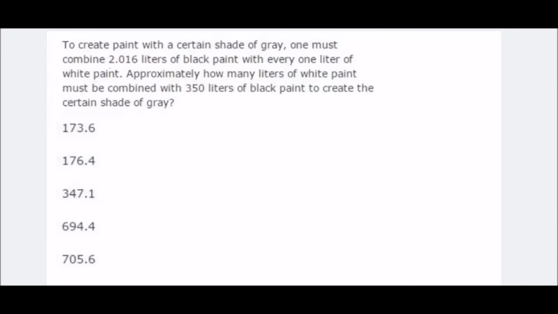Our next question is, to create paint with a certain shade of gray, one must combine 2.016 liters of black paint with every 1 liter of white paint. So approximately how many liters of white paint must be combined with 350 liters of black paint to create the certain shade of gray? So here in the question it's given that to make a shade of gray there is a mixture of 2.016 liters of black paint with 1 liter of white paint. So now we have to find out how many liters of white paint should be combined with 350 liters of black paint.